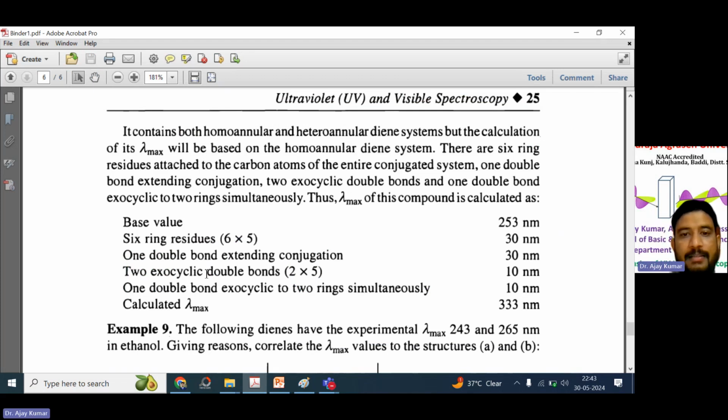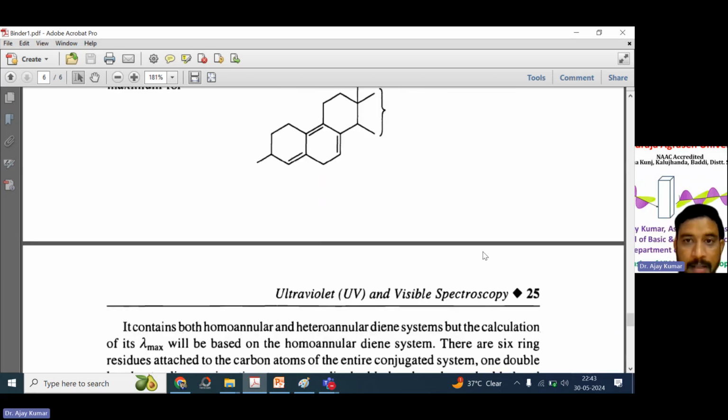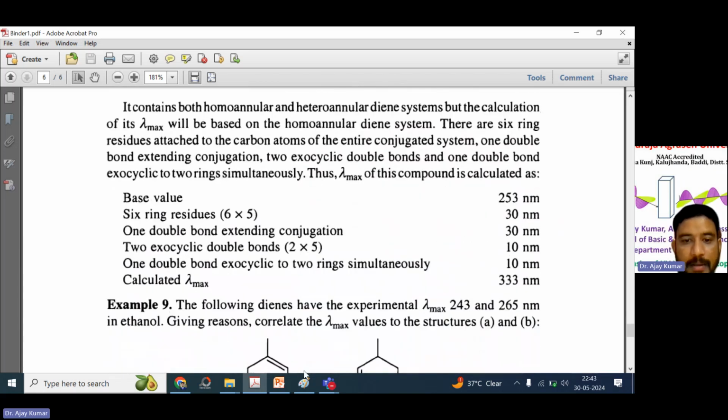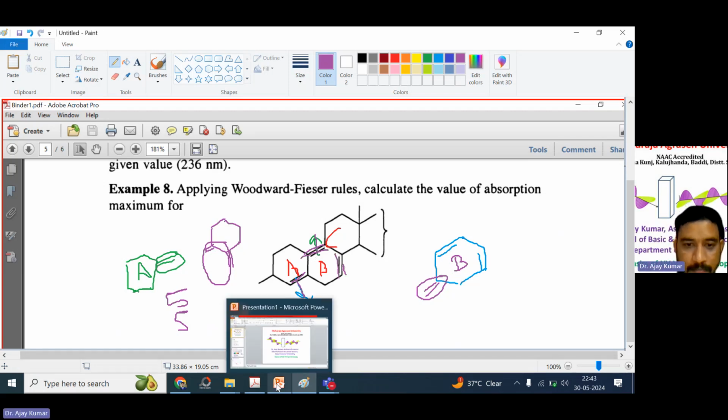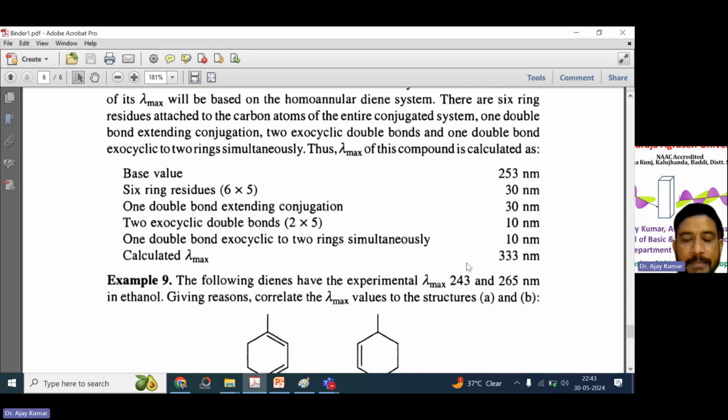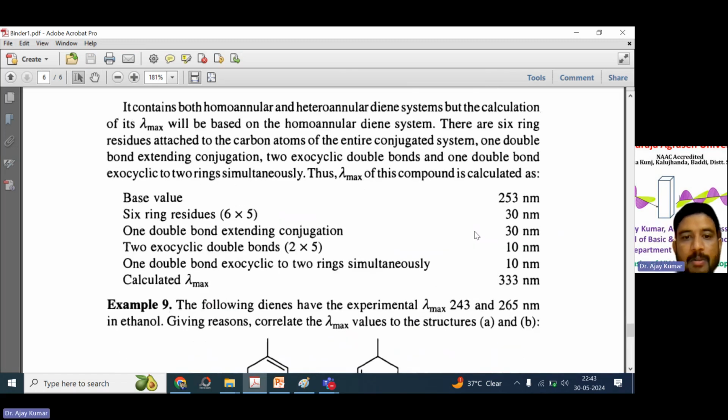So there are here two exocyclic double bonds and one double bond exocyclic to ring simultaneously. It is up to you: either you add all of these or you add them separately. So the total increment for exocyclic double bonds in this particular system is 20: for ring A there is 5 nanometer, for ring B also 5 nanometer, so total is 10. And for C we have two exocyclic double bonds, so 5 plus 5, that is 10. So total is 20 nanometer. Okay. So the calculated lambda max for that particular compound is 333 nanometer.